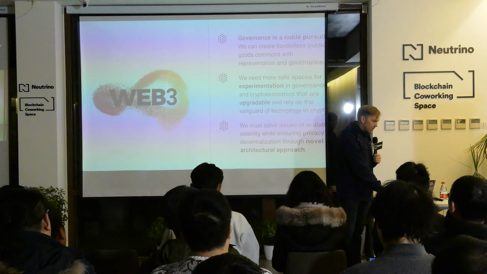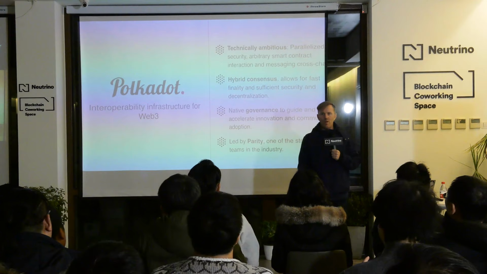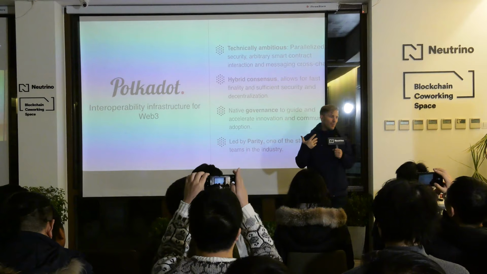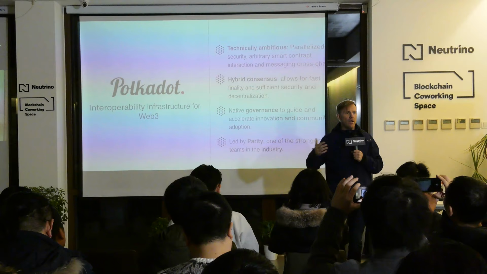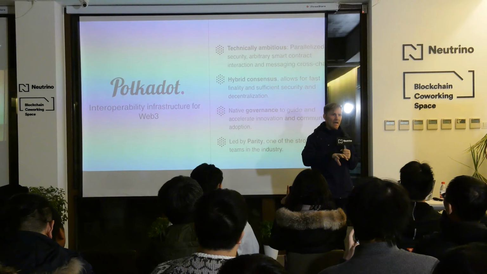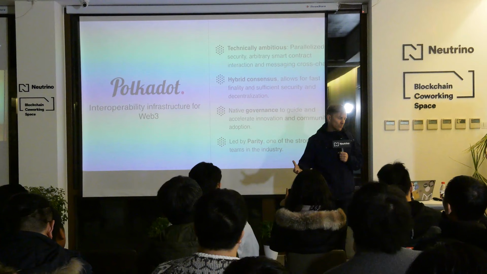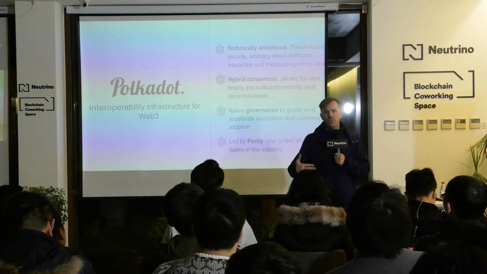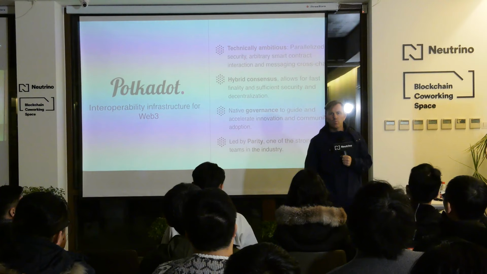Polkadot is interoperability infrastructure for Web3. It's a connective tissue that brings together different siloed blockchains. It's an incredibly ambitious project, allows for parallelized security, arbitrary smart contract interaction across chains, arbitrary messaging across chains, I should say. It's built on a hybrid consensus that allows for very fast transaction finality, but also sufficient security and decentralization. There's native governance to guide and accelerate innovation. I'm of the opinion that a chain that has on-chain governance will evolve faster than chains that don't. And I think we're going to see this take hold.